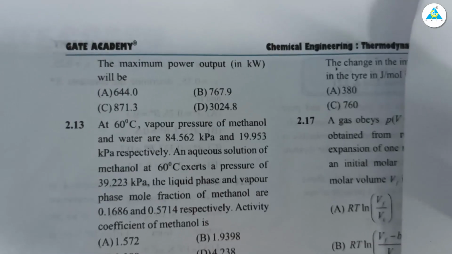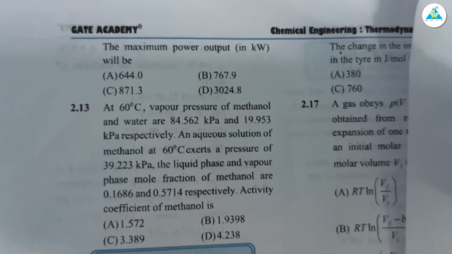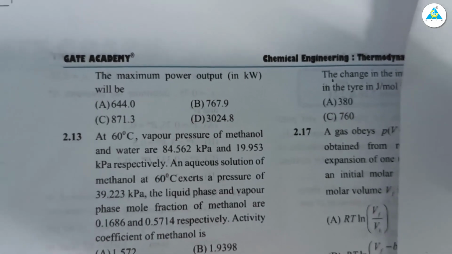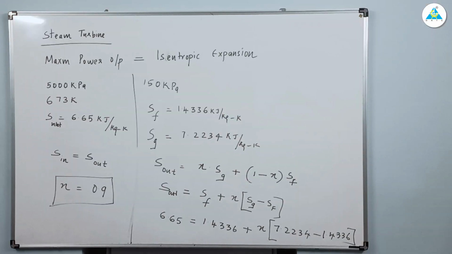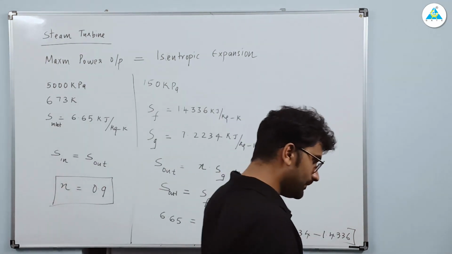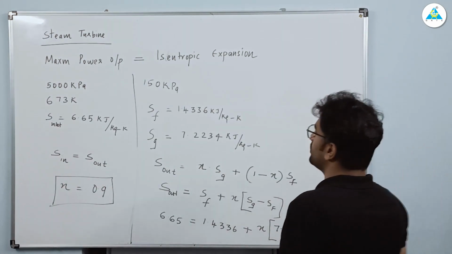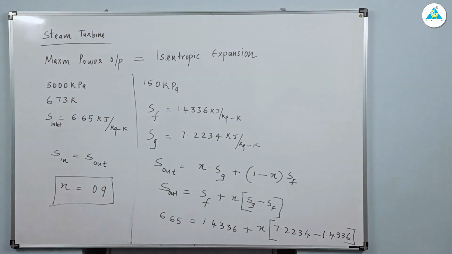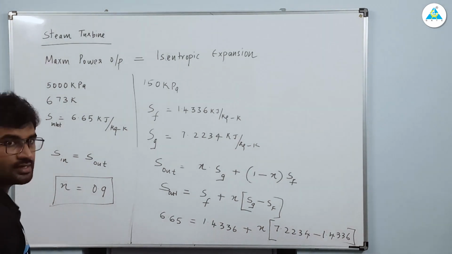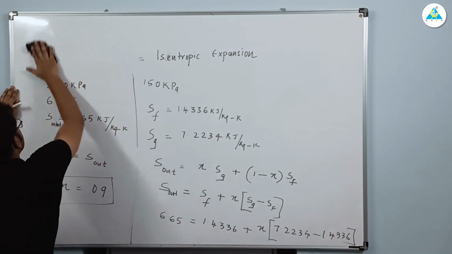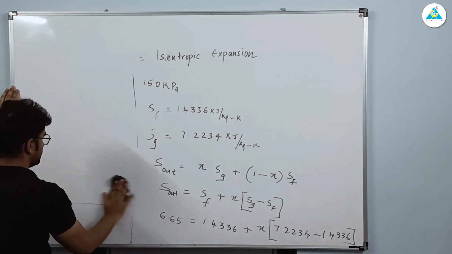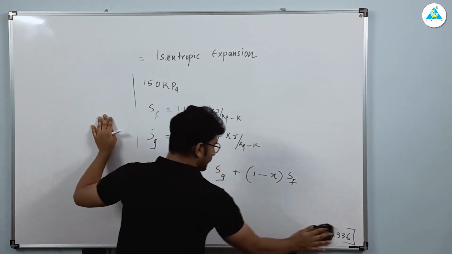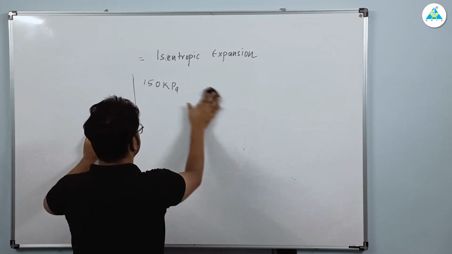Now the question is the maximum power output. You need to find the maximum power output. Options are given, so find the answer. First of all, what is the question? The question is maximum power output. I mentioned this in the last question also: whenever they are asking for maximum power output, it should be an isentropic expansion, especially in the case of a steam turbine. So first, isentropic expansion.